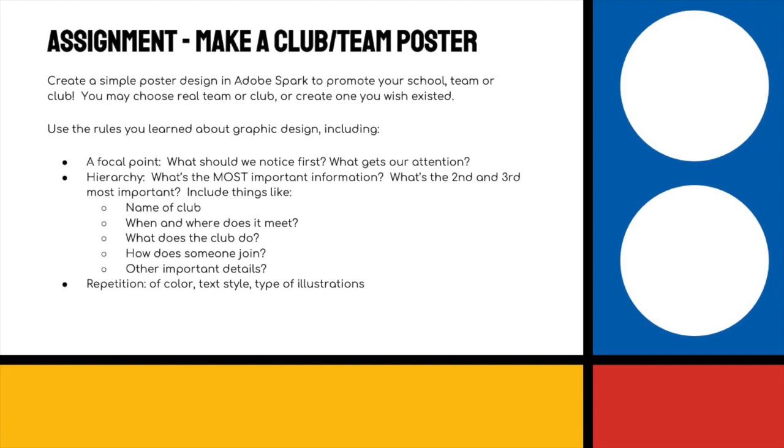These might include things like the name of your club, when and where it meets, what the club even does, and how someone joins the club. Are there any other important details people need to know? You're going to use repetition of color, of texture, maybe of type of illustration, and you're going to use a photo or illustration. You may also use smaller photos to show other features included. I look forward to seeing what you make to advertise your club or team.